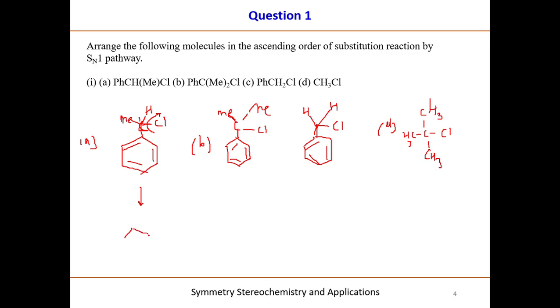So I will write here what will happen: carbocation formation. Correct? As the stability of the carbocation increases, the rate of reaction for the SN1 pathway is enhanced. As all of you know, the stability of the carbocation increases the reactivity of the SN1 reaction. Okay. So let's draw the carbocation for all the structures. Which carbocation is more stable? Anyone?